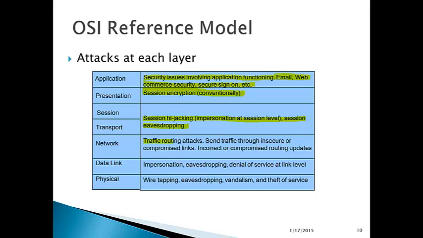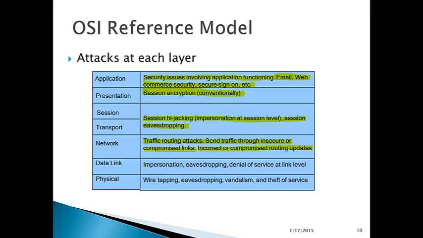At the network layer, you have traffic routing attacks, sending traffic through insecure or compromised links, or just tying traffic up in knots so that nothing gets sent anywhere. At several times in the past few years, there have been inadvertent traffic routing attacks where various countries tried to filter or block certain types of internet traffic and ended up messing up global routing tables and shutting off large parts of the internet. It can also involve incorrect or compromised routing updates. You can send bogus information to a router and say, send something a different way.